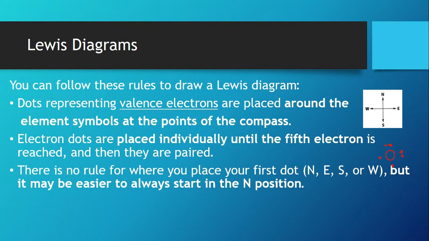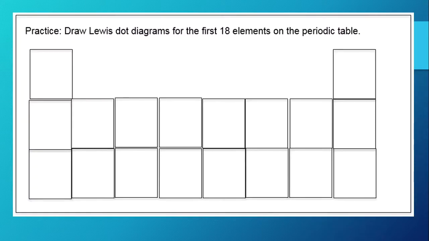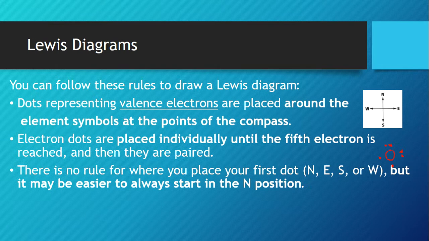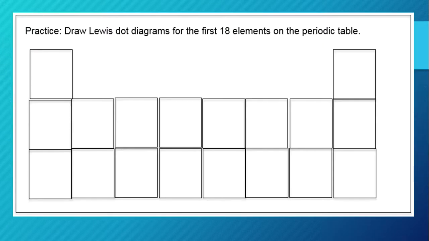There's no rule for where you technically need to start. You can start north, east, south, or west, but you might find it easier to just be consistent and always start from that north position. Did I go too quickly there? I feel like I might have gone too quickly. Well, you can pause if you need to. Moving on. It's really that simple. It's just the chemical symbol surrounded by however many outer shell electrons it has.